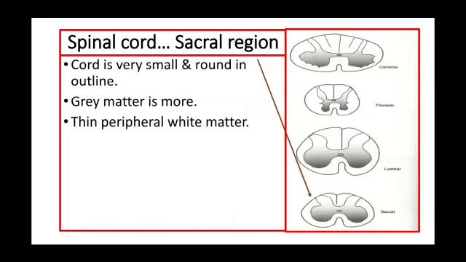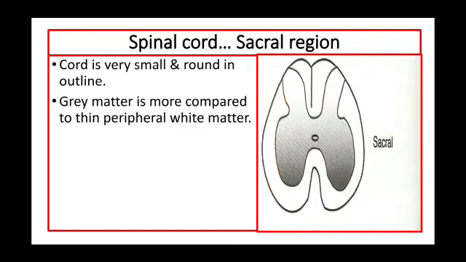Coming to the sacral region, the cord is small and rounded, but grey matter is more and white matter is very less. So it is almost thin, peripherally situated white matter. Here you can again identify the small and round segment of the sacral region. Grey matter is more and a thin periphery of white matter is present.